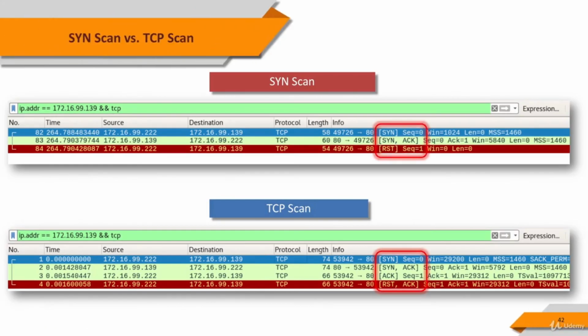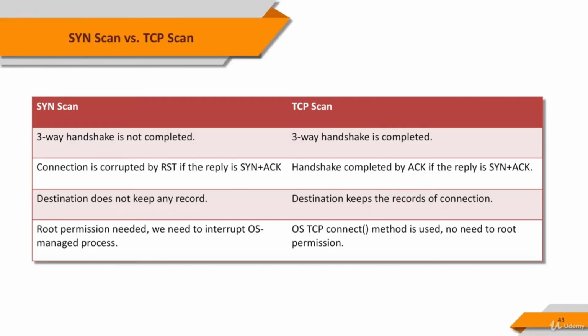So here we have a comparison between SYN scan packets and TCP scan packets for an open port. In SYN scan, Nmap has interrupted the three-way handshake by a RST packet. In TCP scan, on the other hand, the three-way handshake is completed and the communication is established. So let's see the differences between the SYN scan and the TCP scan in a table. Three-way handshake is not completed in SYN scan while it's completed in TCP scan. A RST packet is sent when a SYN-ACK is received in SYN scan, while an ACK packet is sent in TCP scan.